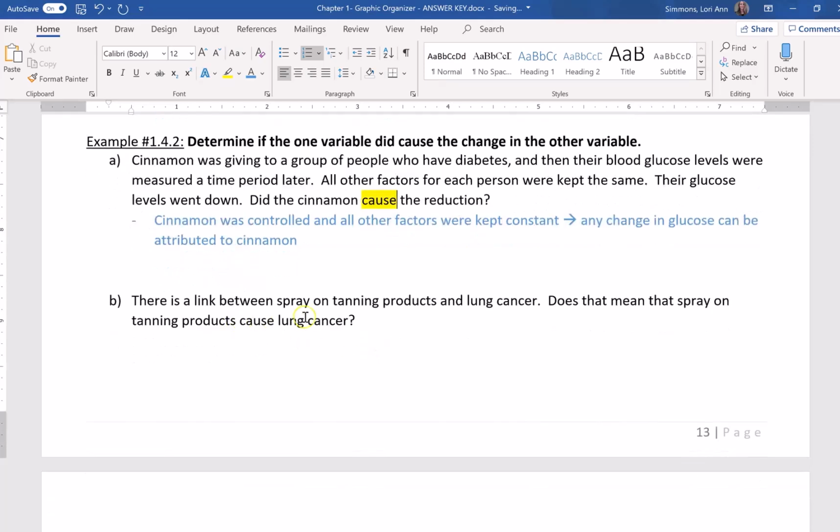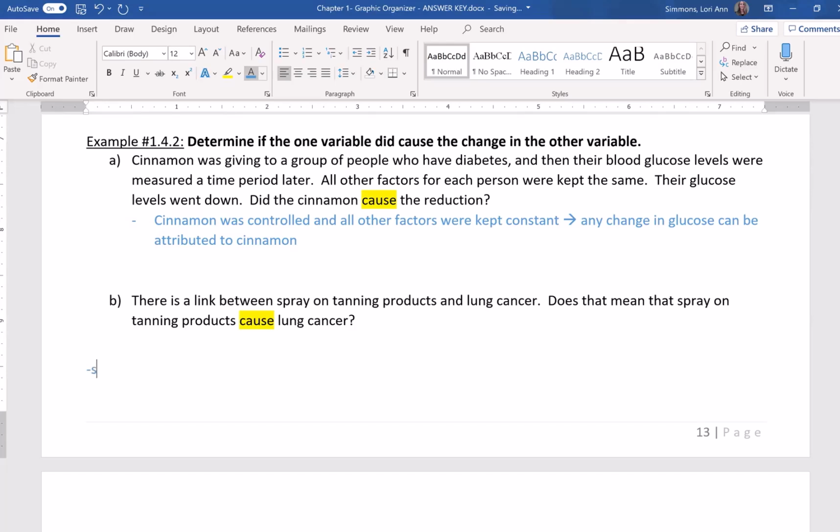So there is a link between spray-on tan products and lung cancer. Does that mean that spray-on tan causes lung cancer? So again, we're talking cause, which is referring to an experiment. However, we're not doing an experiment. We're actually just observing, because they're saying there's a link between tanning products and lung cancer. So no actual experiment was conducted.